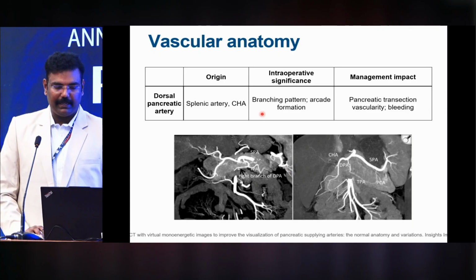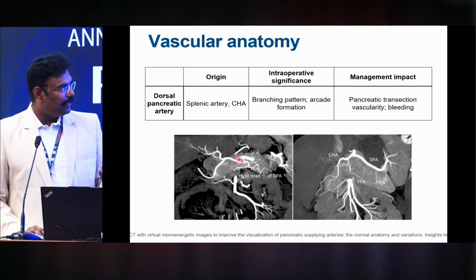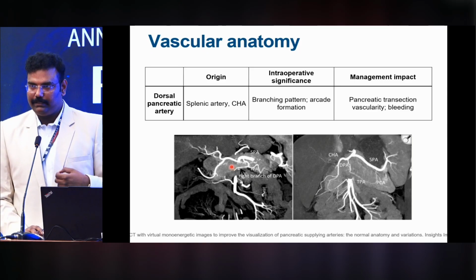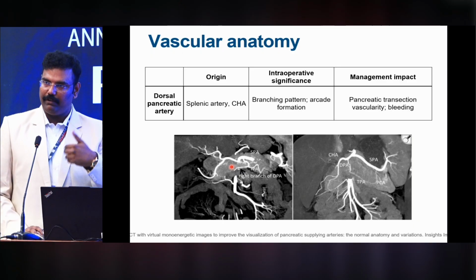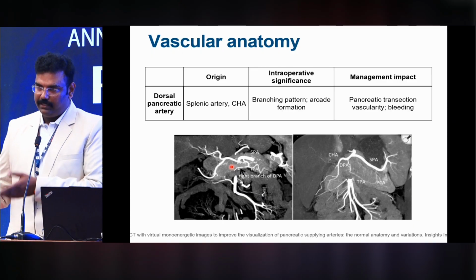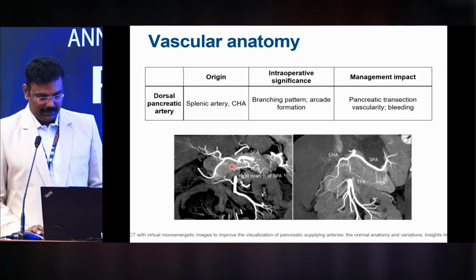Similarly, with the dorsal pancreatic artery, it can arise from the common hepatic artery or the splenic artery. It can have branching throughout the pancreas. Again, anatomy can help us preoperatively. We can decide to ligate the DPA before even going for a pancreatic neck transection, or in cases of a distal pancreatectomy, again, we can be a little more prepared as to where we can transect the pancreas.